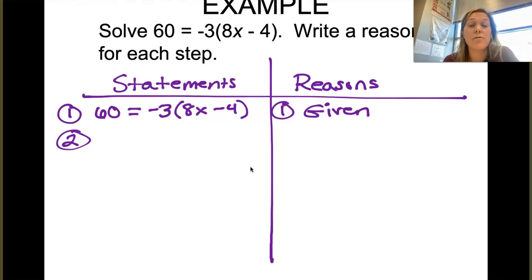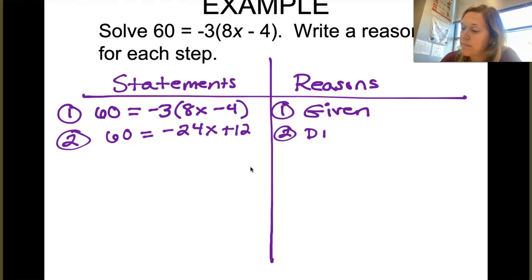Well, I would probably use the distributive property to get rid of that negative 3, or you could divide by negative 3 right away. It doesn't matter which one you want to do. My gut would take me to a distributive property right away. So negative 24x plus 12. What did we do? We did the distributive property.